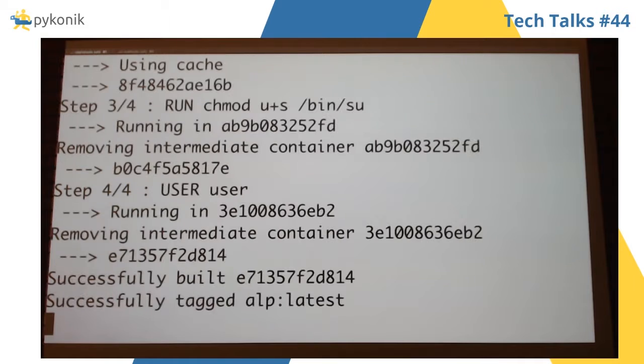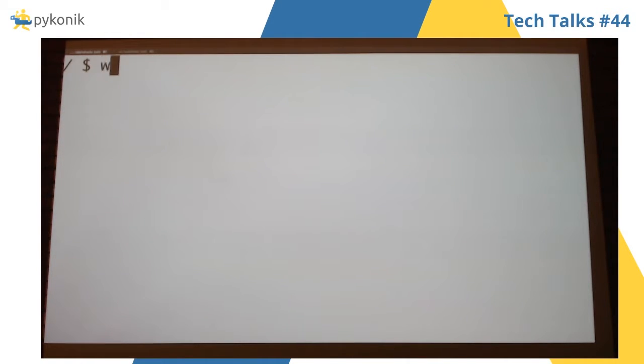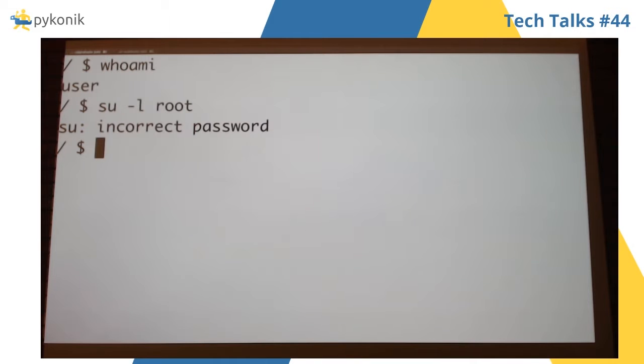Okay, I built the image from this Docker file and started it. So we see who am I? I'm user. And now if I try to use su to log into the root, it asks me for a password here, but it says incorrect password, which I don't really understand. But the thing is that I also did something like this.